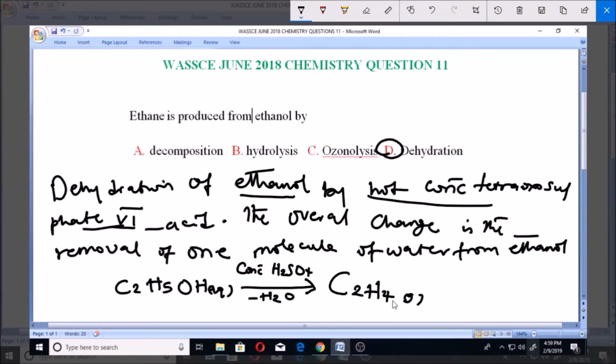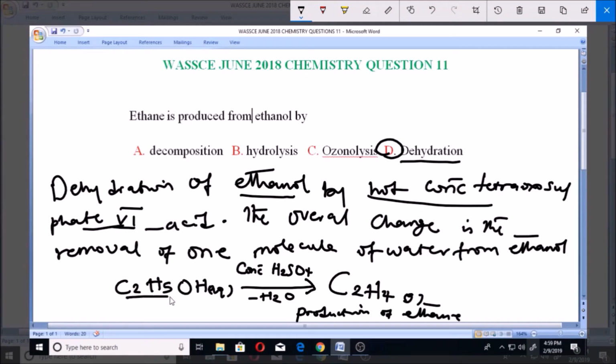And you can actually see this in your chemistry under ethane, production of ethane. So you can see this in your textbook under production of ethane. That's how you say this. So the answer to this question is dehydration. Ethane is produced from ethanol by what? Dehydration. And this dehydration is actually the removal of one molecule of water from the ethanol.